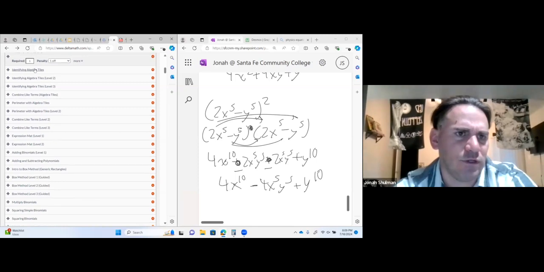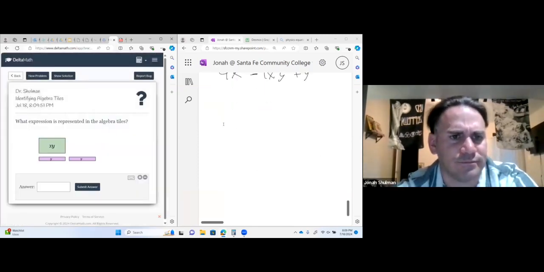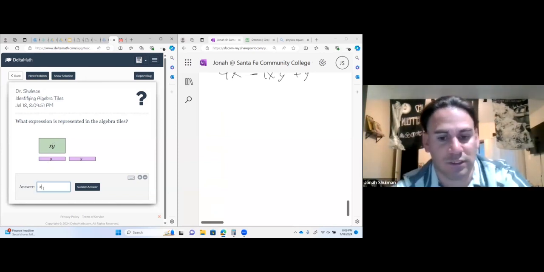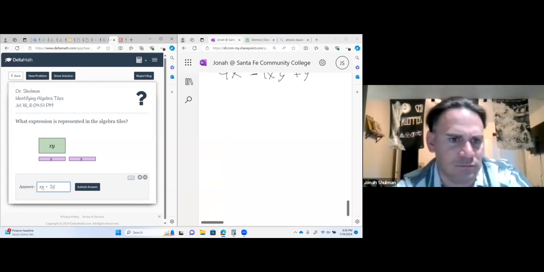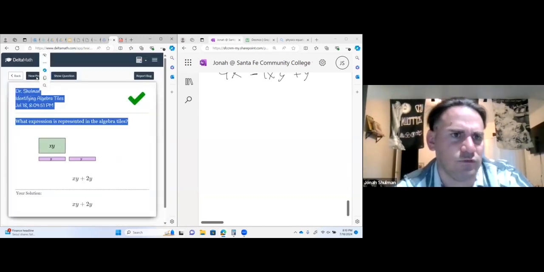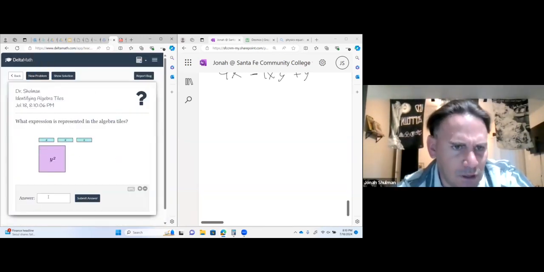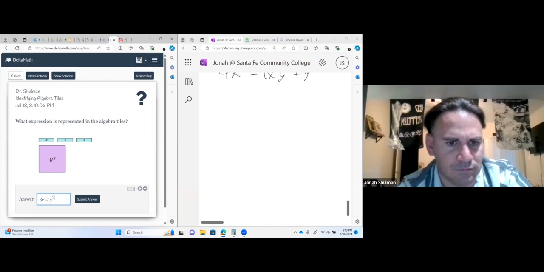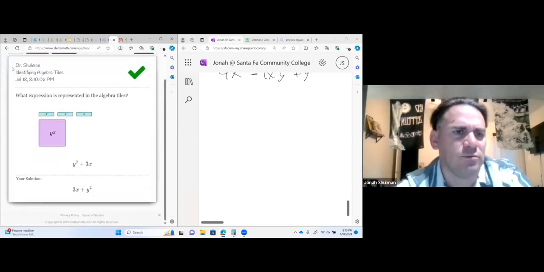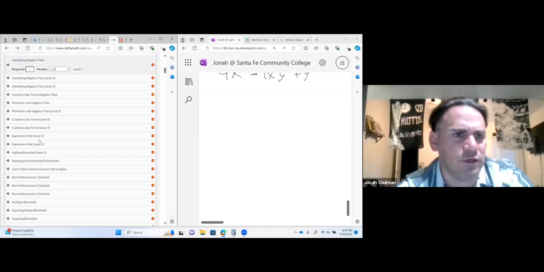All right, let's go. We're at some algebra tiles. The expression of this: xy plus 2y. To me, that's what it looks like. Let's see if that's right. Nice. Let's do another one just for fun. This is 3x plus y squared. Nice. The tiles will be really helpful for your students if you want to help them with it.